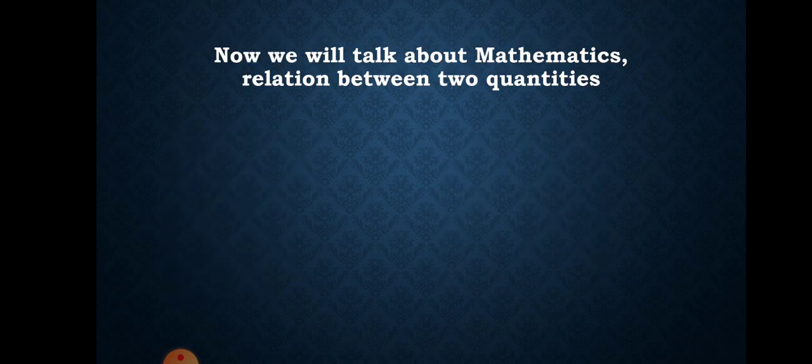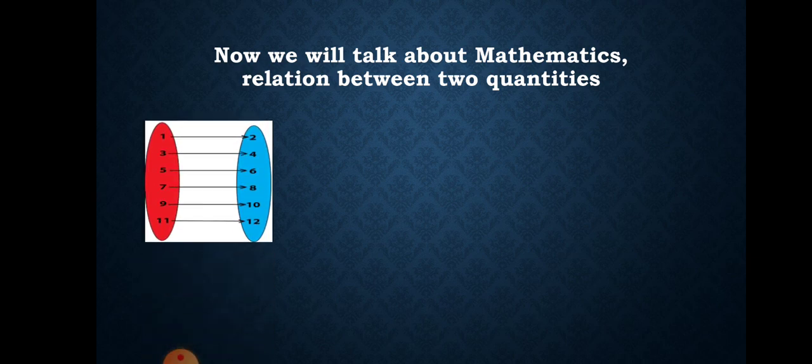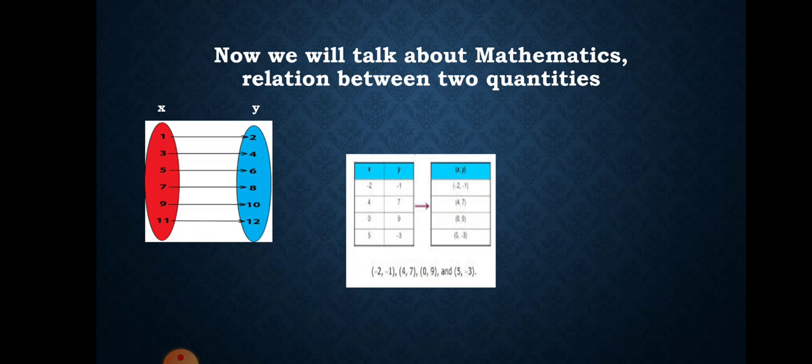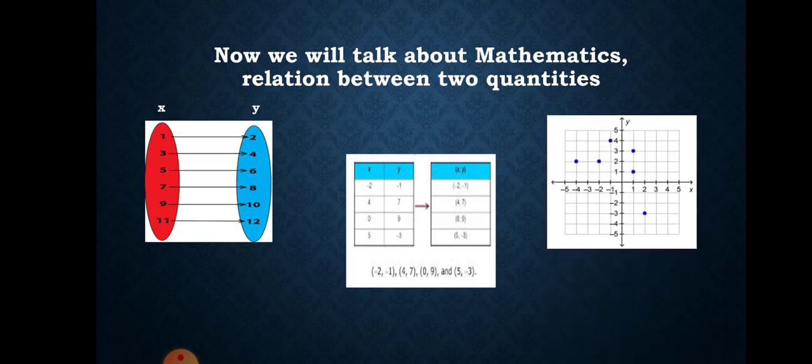Let's talk about mathematics. Relation. Relation between two quantities. Kung makikita nyo po, meron po tayong mga ordered pairs na kung saan may x values and y values. 1 relates to. Pwede rin naman natin maipresent yan sa table na kung saan pinapakita ang relation between x and y values. And also, in graph.